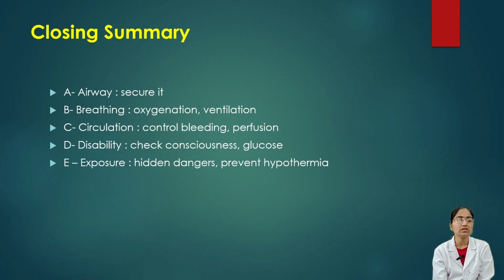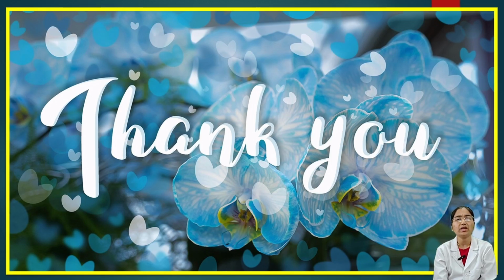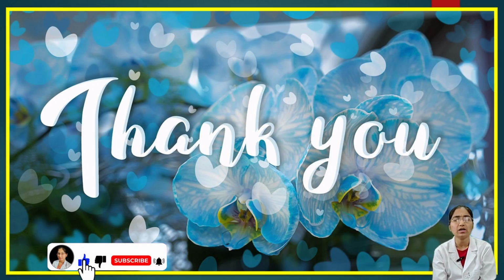And then here we'll see the summary. A, airway, secure it. B stands for breathing, that is oxygenation has to be provided, and ventilation. And then C stands for circulation, here control bleeding and perfusion. And then disability, that is to check consciousness and also glucose level. And then E stands for exposure, that is hidden dangers and preventing hypothermia. I hope you all are very clear with the ABCDE approach and assessment.